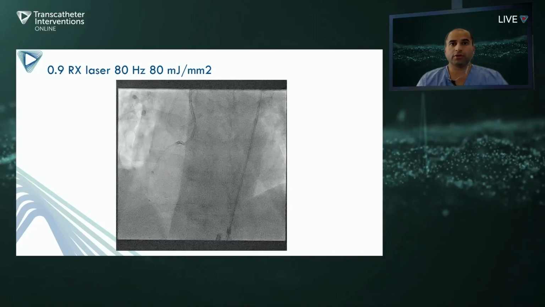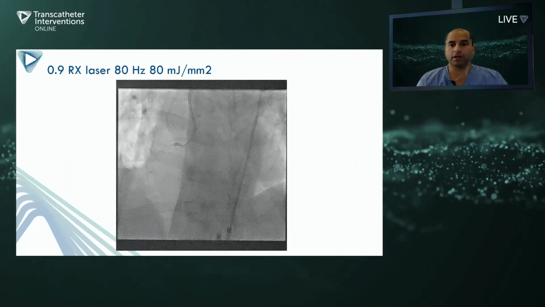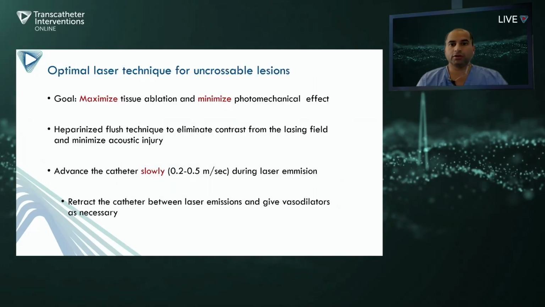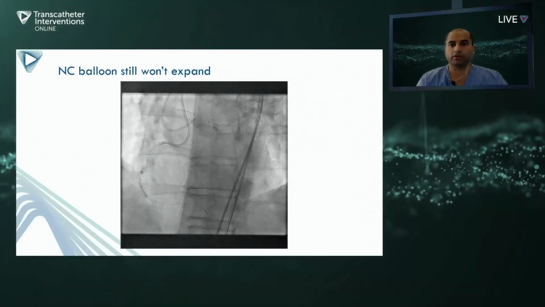And with the laser going at 80-80, we were able to cross successfully down beyond this area. And once we crossed, we could then start dilating. Now, what was the technique we used? We wanted to, again, maximize tissue ablation and minimize the photochemical effect. We didn't want to cause an explosion because the vessel wasn't stented. So we used heparinized flush. We advanced the catheter slowly, and we retracted the catheter so the catheter wouldn't melt on the wire, and we were able to achieve a successful result.